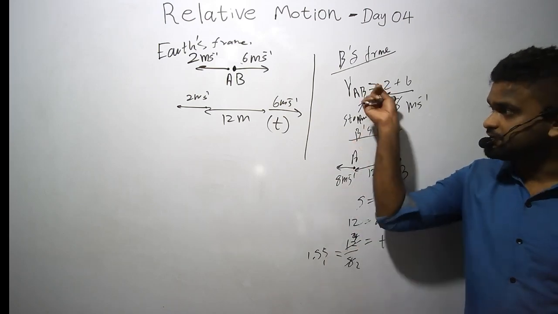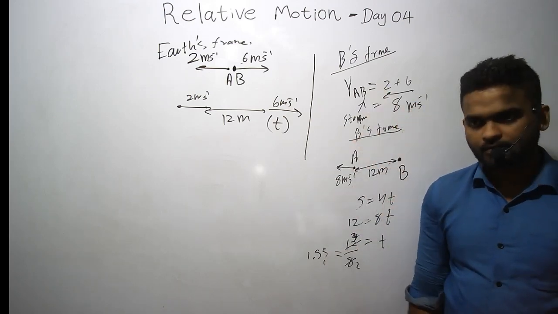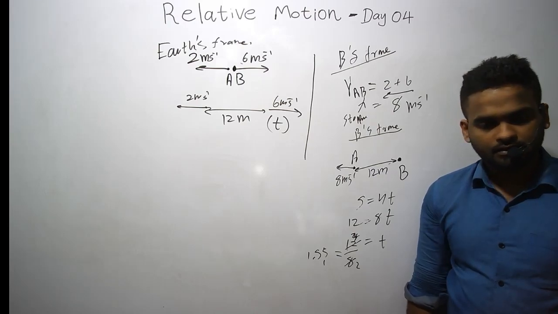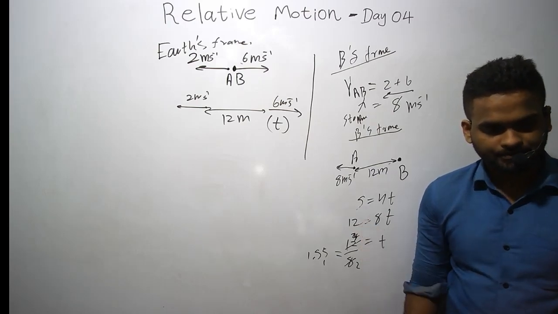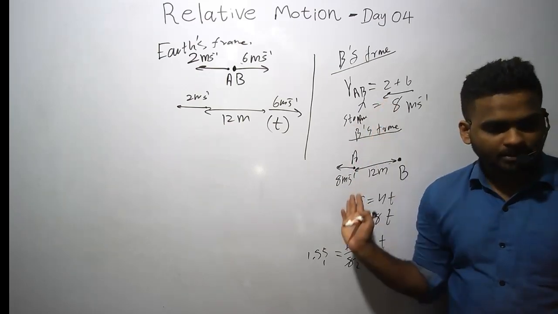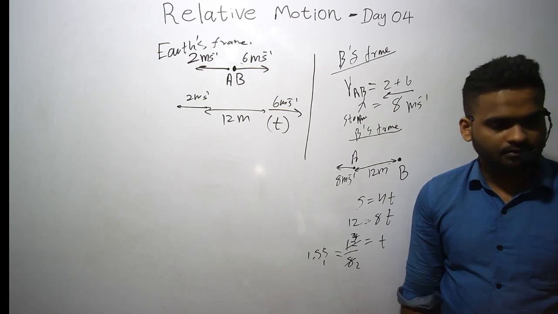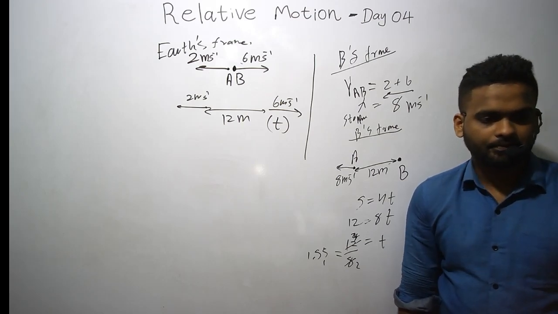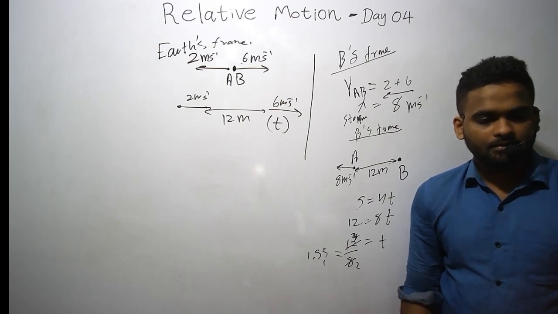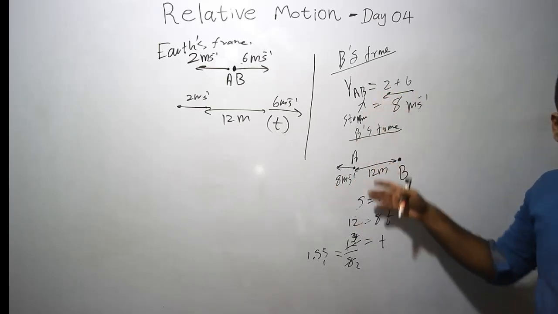So these B's frames, those ones, you should be able to write, right? For an MCQ, you don't have to think this too much, right? Just apply d divided by relative velocity between them. But there you don't understand clearly what's happening. Here you understand what's happening there.